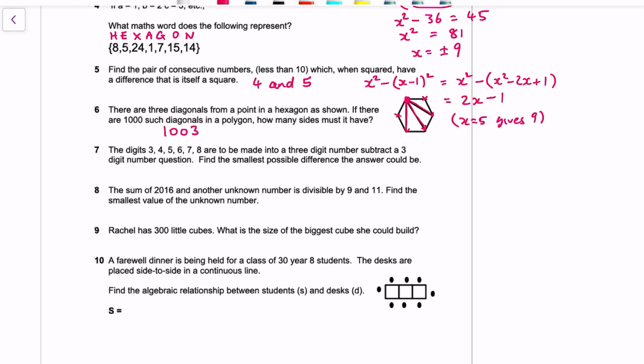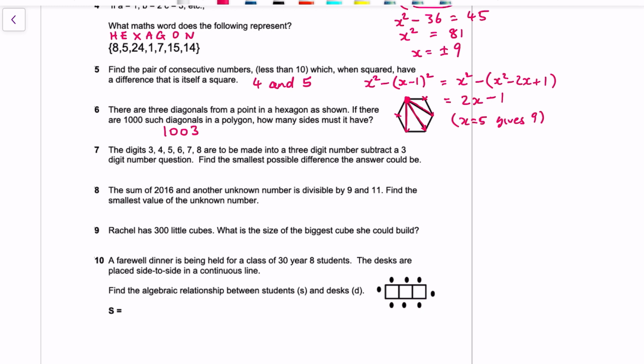The digits 3, 4, 5, 6, 7, and 8 are to be made into a 3-digit number. Subtract a 3-digit number. Question: find the smallest possible difference the answer could be. So smallest possible difference would be the... I was going to say the largest difference would be the biggest number minus the smallest number, but we want the numbers to be closer together.